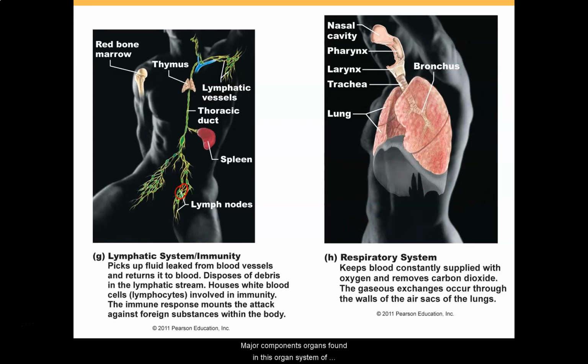Major components, organs found in this organ system, of course, the lungs. We have the breathing tubes that bring the air into our lungs, beginning from the nose, the nasal cavity. Collectively, we'll just say breathing tubes for now. We will learn their exact names when we talk about them in the respiratory system.